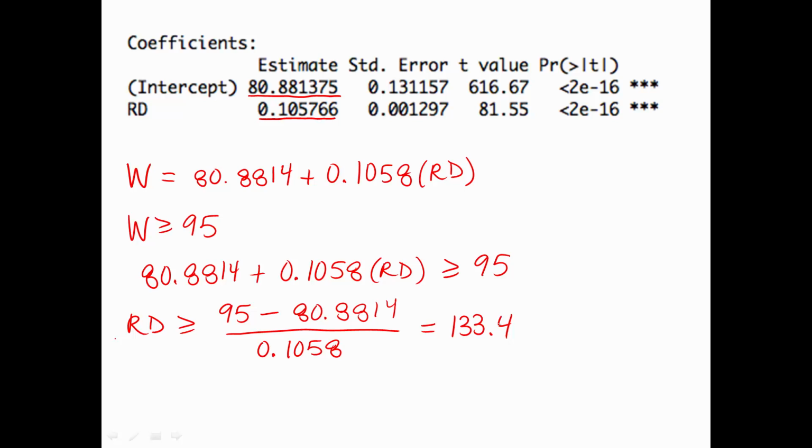This is very close to the claim made in Moneyball that a team needs to score at least 135 more runs than they allow to win at least 95 games. So by using linear regression and data, we were able to verify Paul DePodesta's claim.